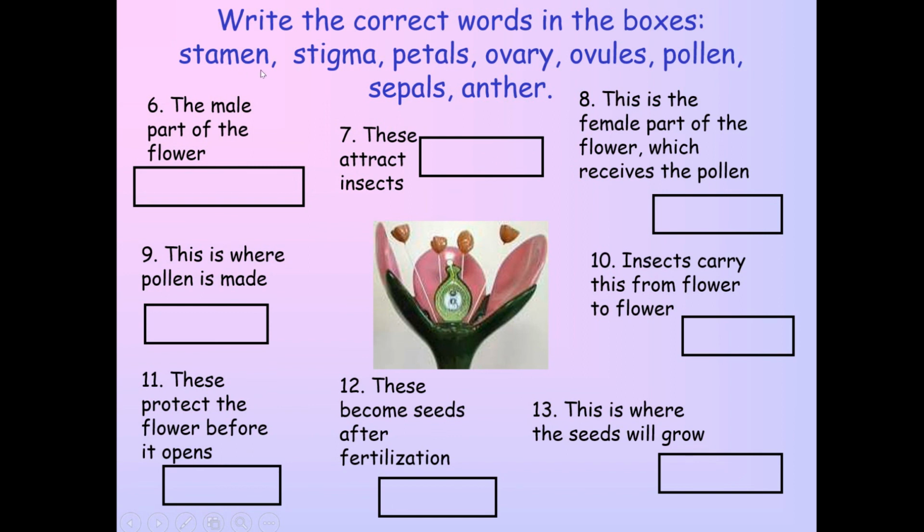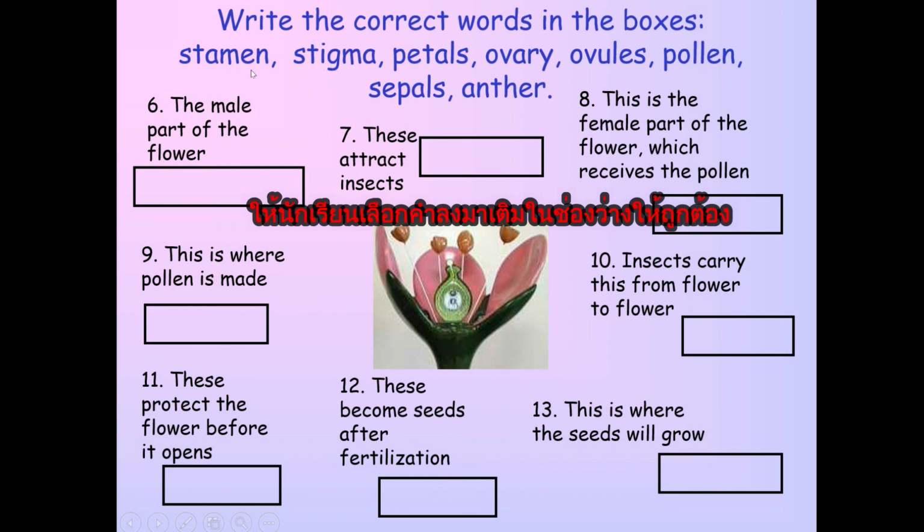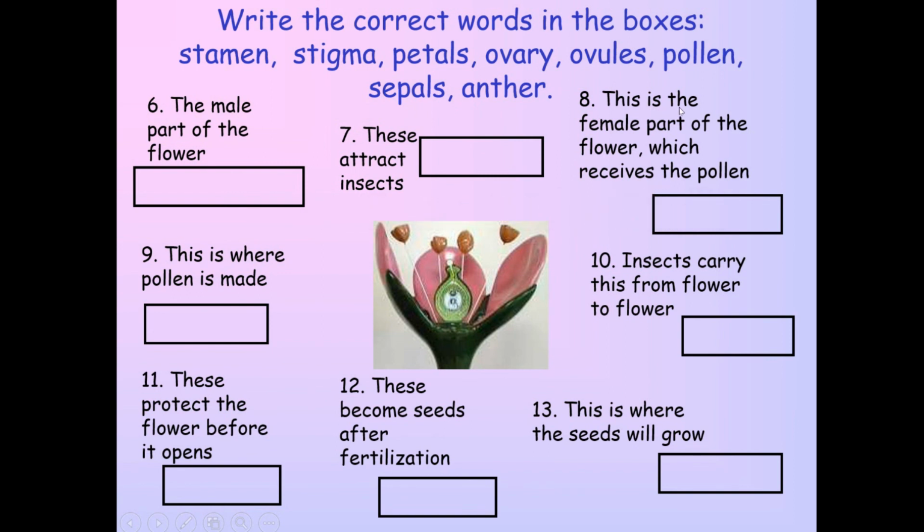Okay, these are the words that you will choose from, and you have to put your answer in the box: stamen, stigma, petals, ovary, ovules, pollen, sepals, anther. The female part of the flower which receives the pollen. Okay, how do you call it? The female part of the flower. This one is the male part of the flower. How do you call it? This attracts insects. How do you call this portion?